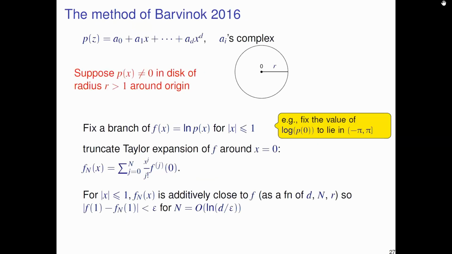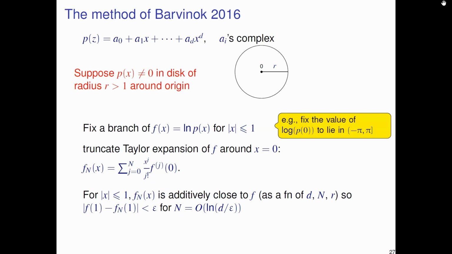Okay. So here's a cute trick which was noticed by Barvinok in 2016. He's interested in when you can approximate single variate polynomials, and now we've got a single variate polynomial. Of course, you should think about d as being like 2 to the n, because we've got a lot of different terms here. Anyway, what is Barvinok's idea?